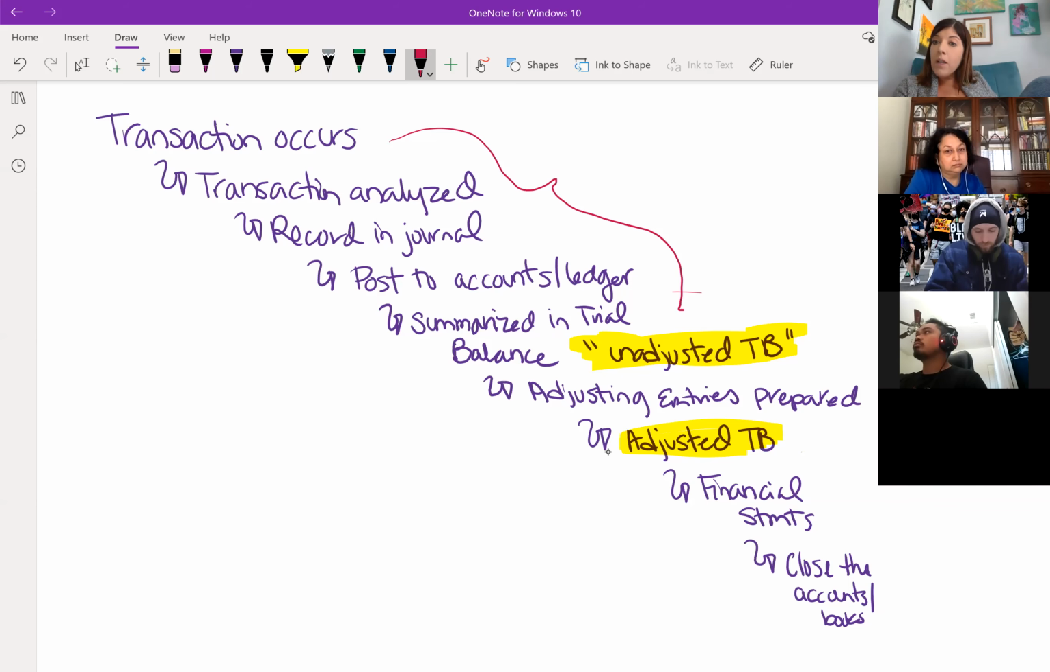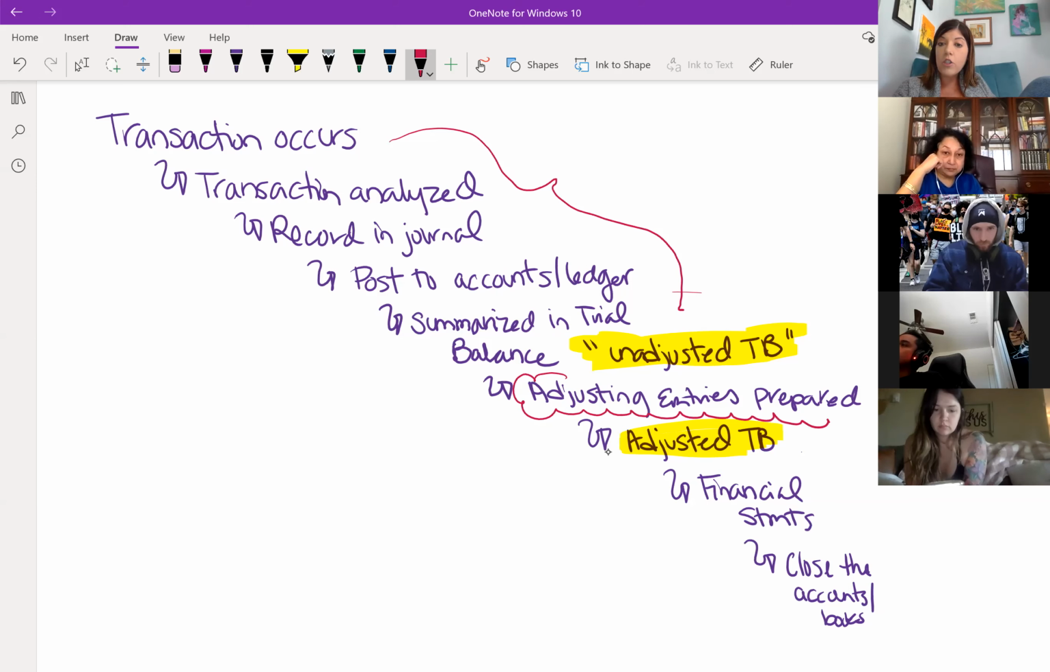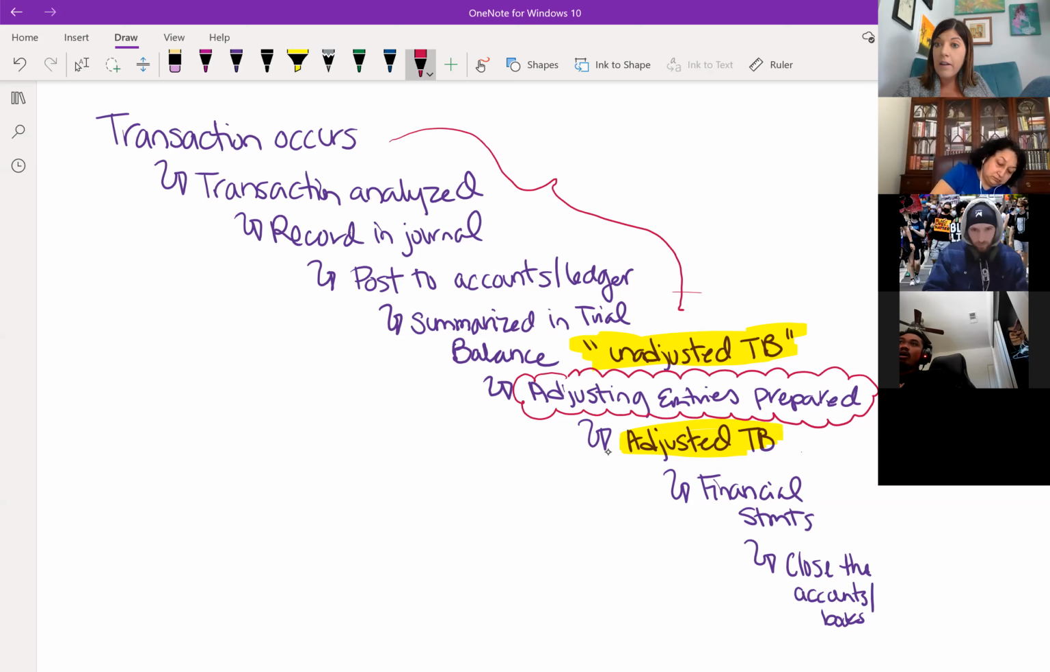So at the end of the month, after the period has ended, usually during the first few days of the next period, we're going to go back and adjust the trial balance by preparing adjusting journal entries. And today that's what we're focusing on: the journal entries to make sure that our income statement is up to date, our balance sheet is up to date, and that when we prepare our financial statements, they're accurate.